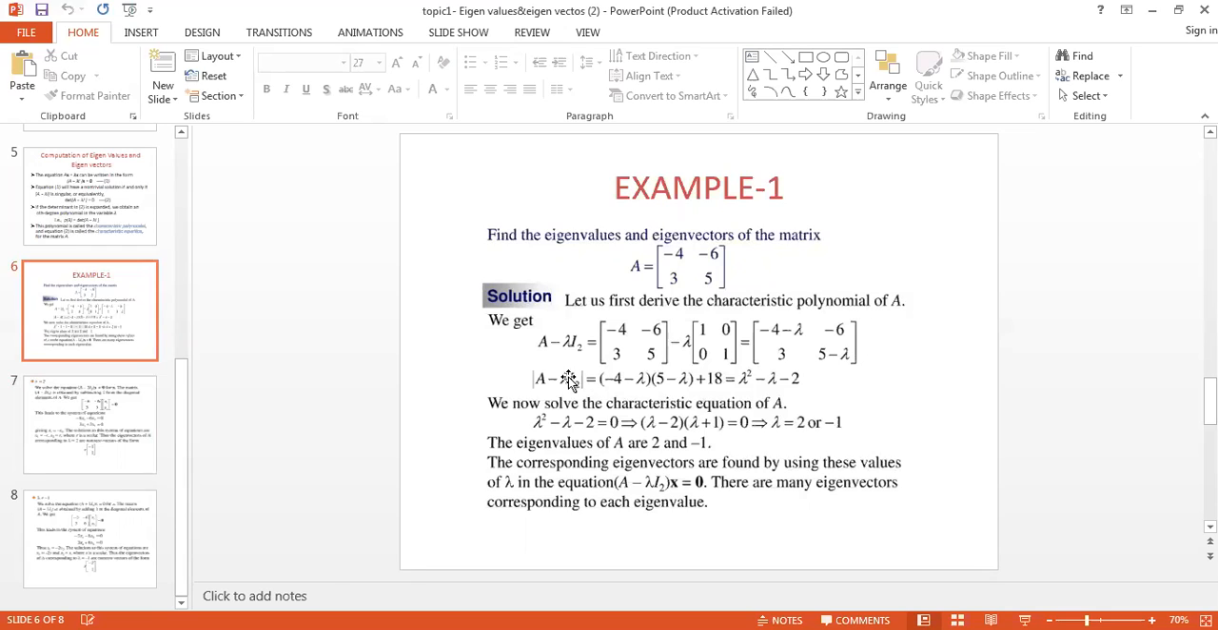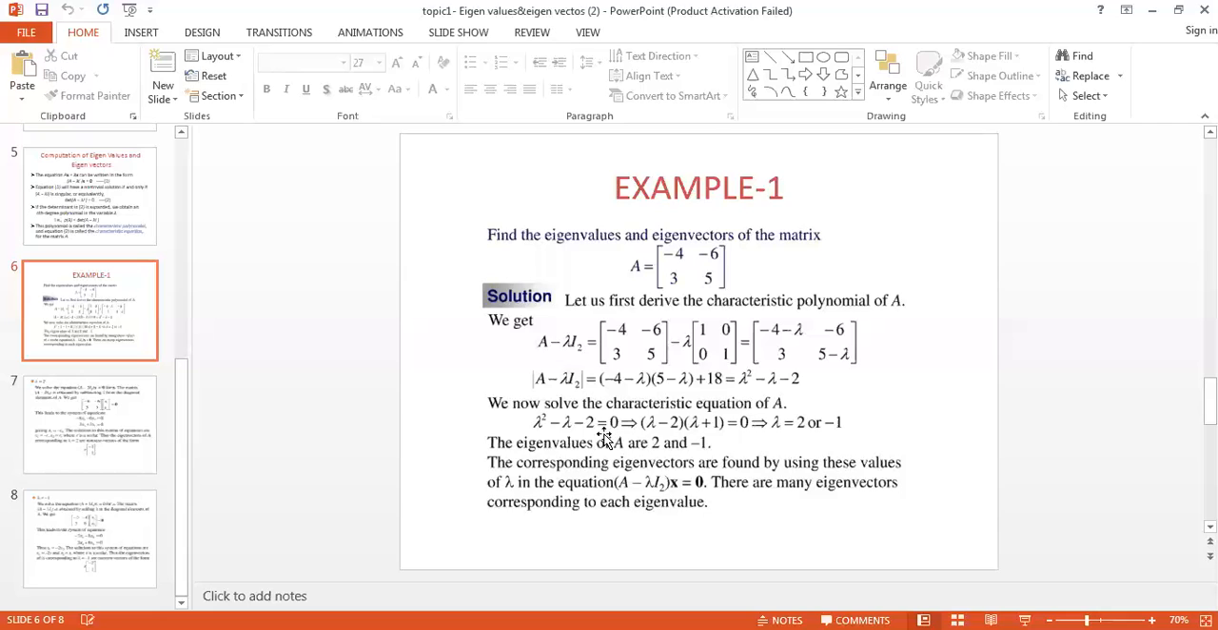Right? So write the characteristic equation. Determinant of A minus lambda I equals 0. So calculate the determinant. That is (-4 minus lambda)(5 minus lambda) plus 18. That equals lambda square minus lambda minus 2. The characteristic equation is lambda square minus lambda minus 2 equals 0. So this is a quadratic equation. Solving this equation, we get lambda equals 2 or lambda equals -1.